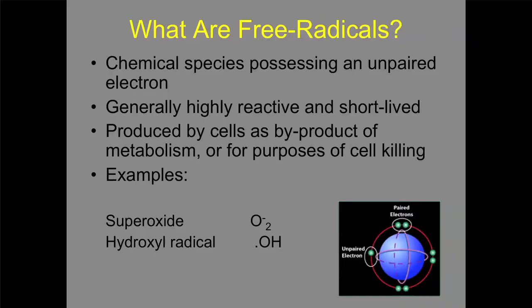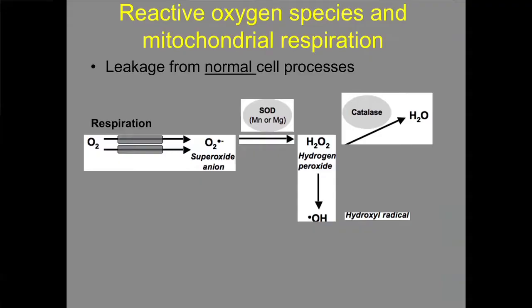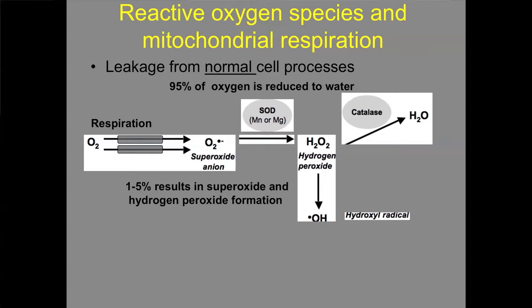I thought that would be my introduction to free radicals. I thought it was really brilliant. So what are they? Well, they're chemical species possessing unpaired electrons, highly reactive, and they're produced during normal metabolism. And two examples of them are superoxide and the hydroxyl radical. And so this just shows the way normal respiration leads to the production of water in 95% of cases. So 95% of molecules of oxygen are converted into water, harmless, obviously. About 1 to 5% result in the formation of superoxide and hydrogen peroxide, and these can enter the cell and cause damage.